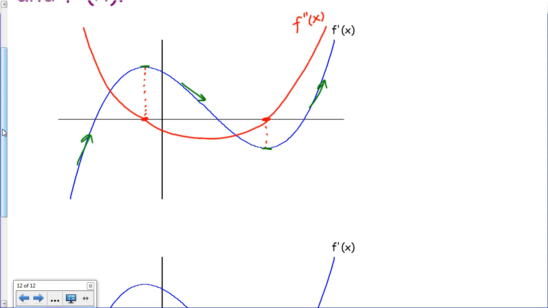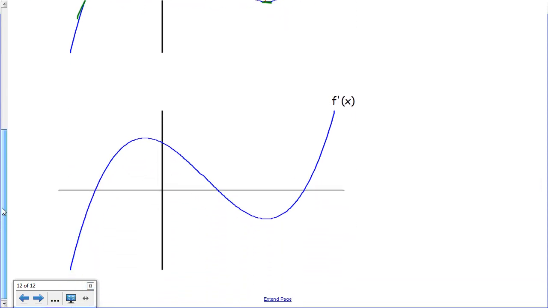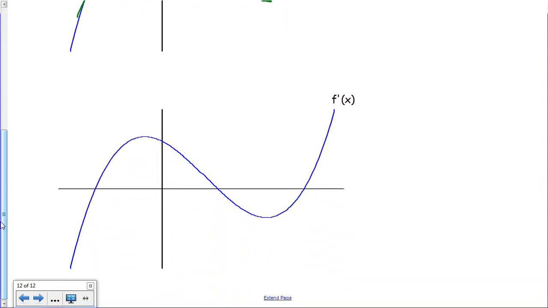Let's take a look at the next part of this one. The next part of this said to go in the other direction. What if I give you f prime and I ask you what does function f look like? Okay? A little bit more difficult, but we just have to think about the steps we just talked about, but do them in reverse. Okay?